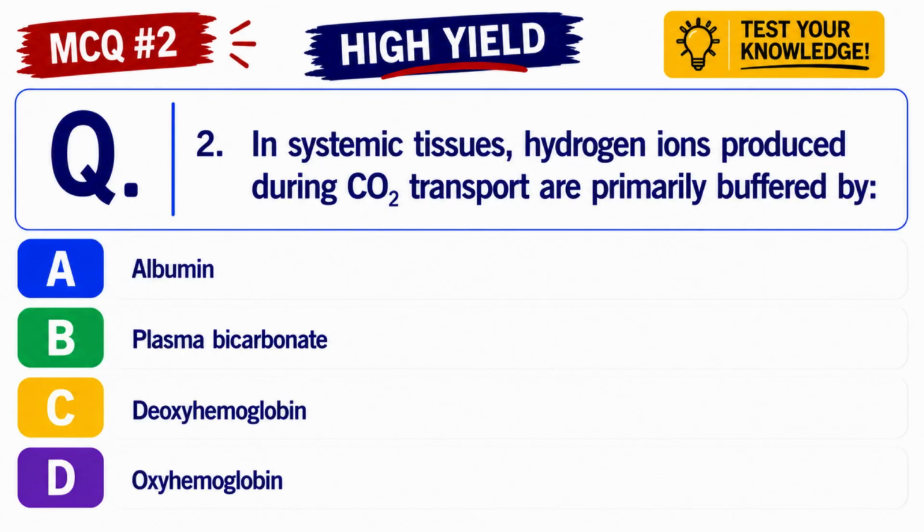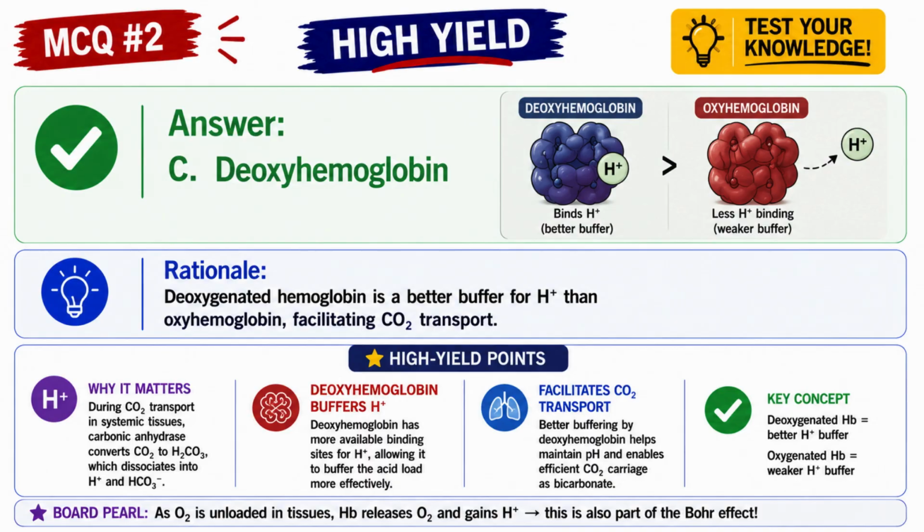In systemic tissues, hydrogen ions produced during CO2 transport are primarily buffered by A. Albumin, B. Plasma bicarbonate, C. Deoxyhemoglobin, D. Oxyhemoglobin. The answer is C. Deoxyhemoglobin. Here's why. Every time CO2 is converted to bicarbonate inside the red cell, a hydrogen ion is produced.